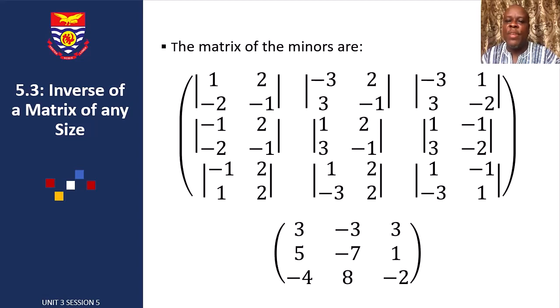In forming the new matrix, we are guided by the operational symbols. The first one is positive. The second one is negative. The third one positive for the first row. Row 2, we have negative, positive, negative. Row 3, positive, negative, positive. So we apply these operational symbols to the answers that we have.